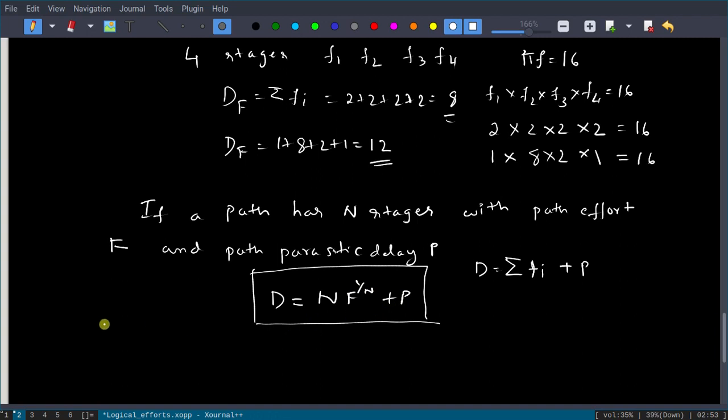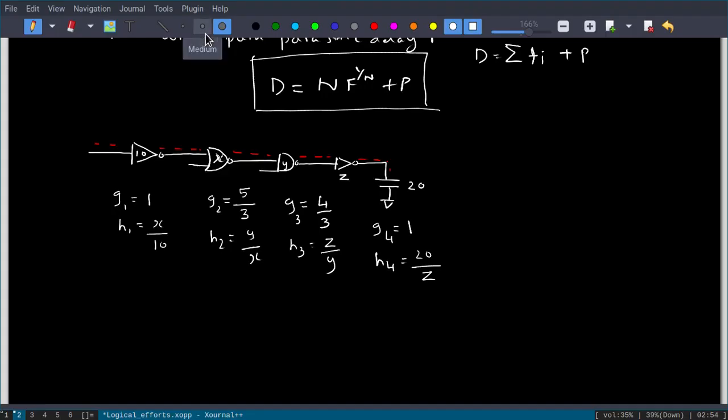Okay, and we will illustrate this one for the above problem. For the above example, we can calculate the minimum path delay. There may be doubts here, so once we solve one problem, all the doubts will be cleared. Let us see this example, we have to find the minimum path delay. The formula tells D equal to n into F to the power of 1 by n plus p. So first I should know capital F.